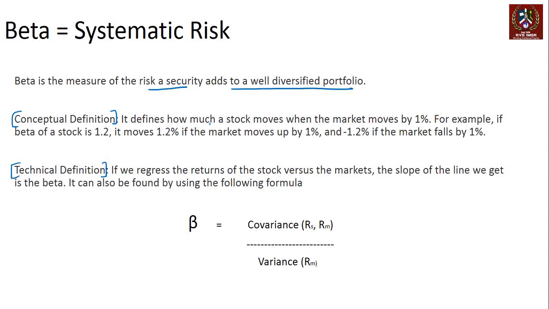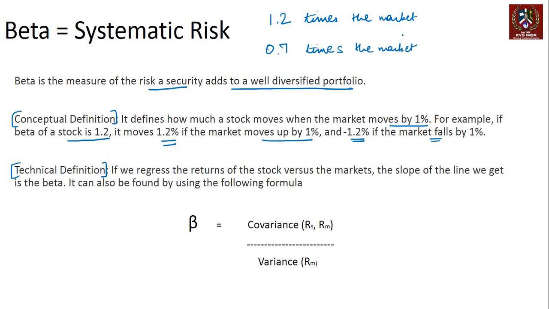Conceptual definition says it defines how much a stock moves when the market moves by 1%. For example, if beta of a stock is 1.2, if the market moves by 1%, the stock will move 1.2%. If the market falls 1%, the stock will move minus 1.2%. So a beta of 1.2 means the stock will move 1.2 times the market, right? A beta of 0.7 means the stock will move 0.7 times the market. If the market goes up 10%, the stock will go up 7%. If the market goes down 10%, then in the 0.7 case, the stock will fall 7%, right? Obviously, higher the beta, higher the risk the stock adds to the portfolio because it's more volatile than the market. It moves more than the market, right?